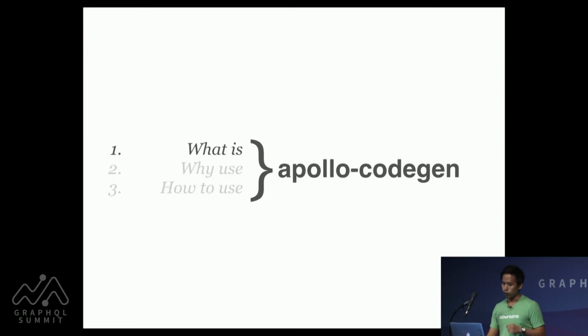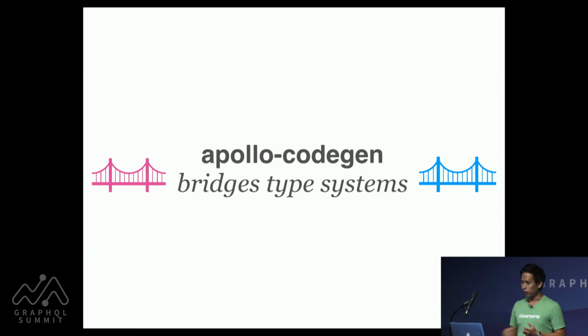Starting with what is Apollo-Codegen? Apollo-Codegen is a tool that aims to bridge type systems, using the GraphQL type system as the input type system. It's able to generate many different type definitions for different type systems. And actually, Apollo Android and Apollo iOS, which were mentioned earlier today, use this under the hood.